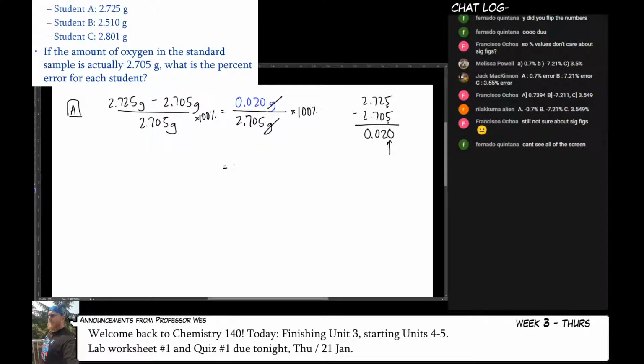Did I type it incorrectly? Yeah, I did. Okay, so 0.74% error. And it's positive because my result was larger than the true answer.